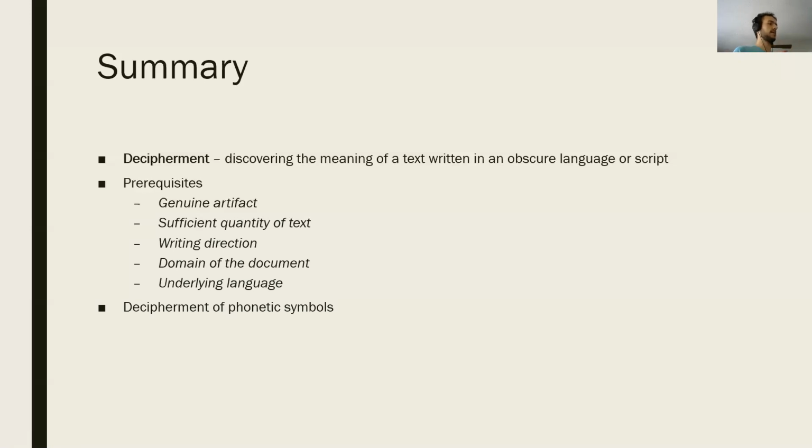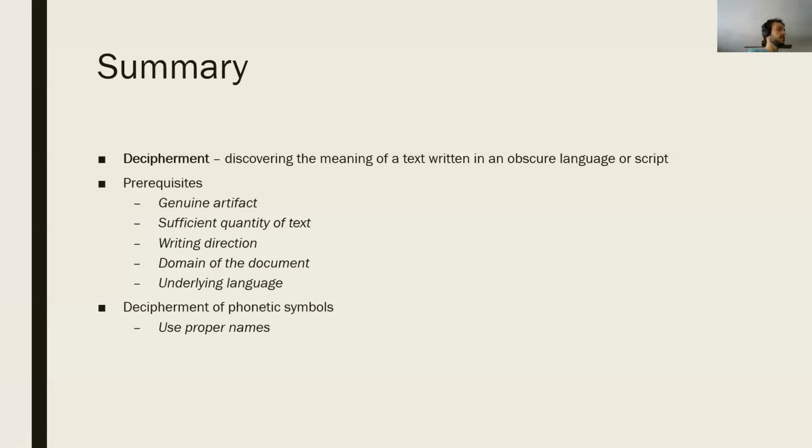We also talked about how decipherments can get started. A lot of our decipherments involve entirely phonetic symbols, so we can't figure out what a symbol means by what it looks like. It's not ideographic. Phonetic symbols are very abstract, so they're more difficult to decipher, but it is still possible to do phonetic decipherments.